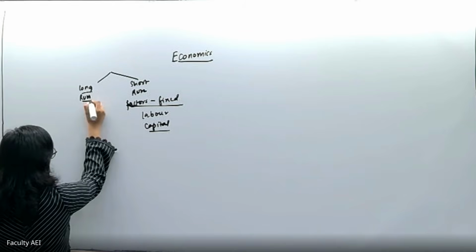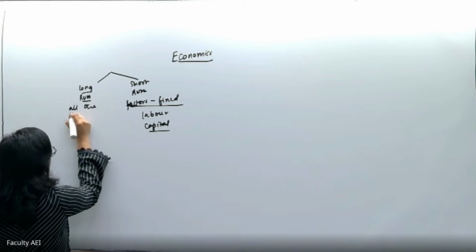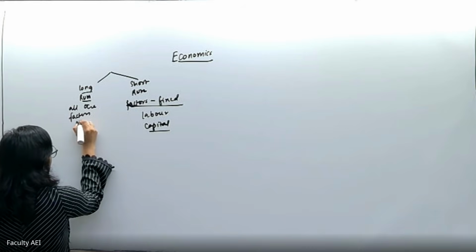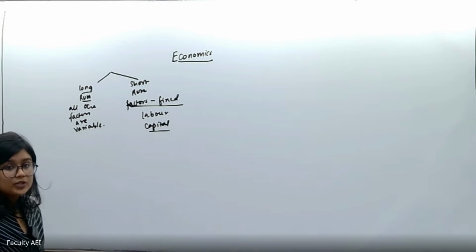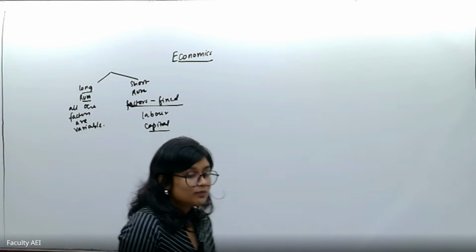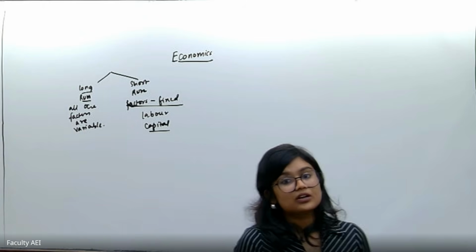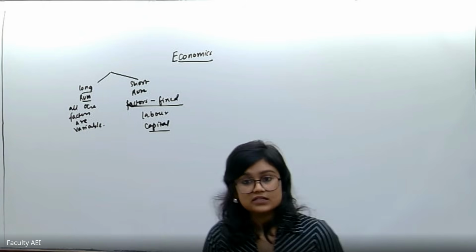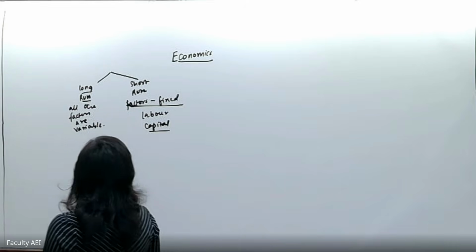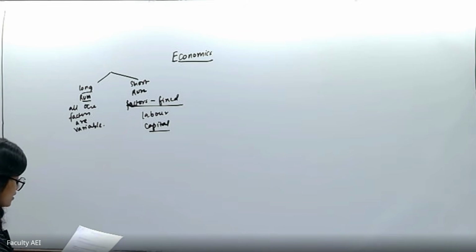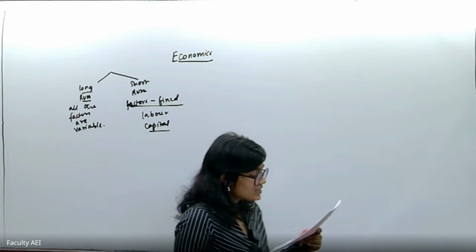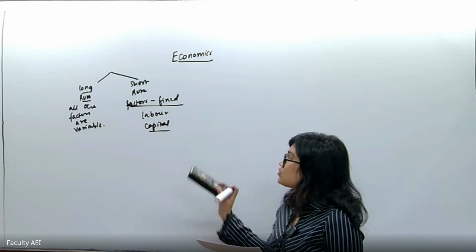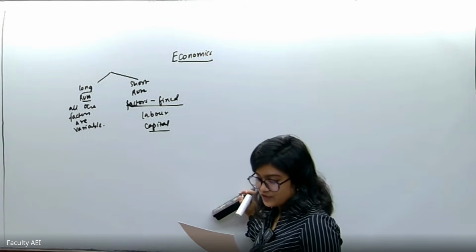And under the long run, all the factors are variable. So it is possible to bring in more capital, it is possible to buy more land, it is possible to increase the number of machinery you have. So all the factors of production are variable. We define the short run as a time period over which some factors of production are fixed. So at least you will have one factor of production which will be fixed.